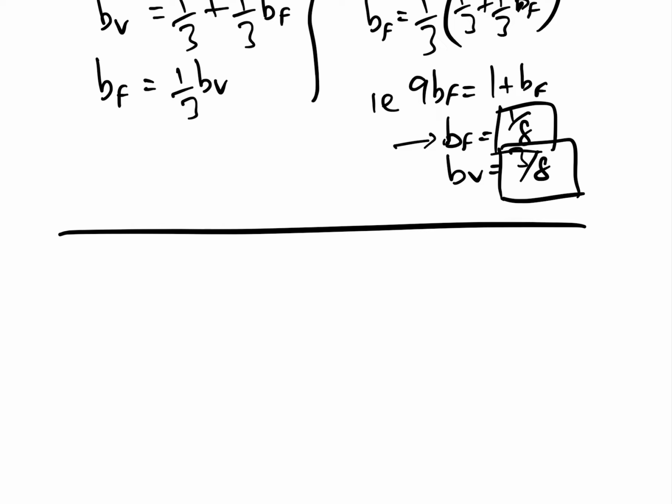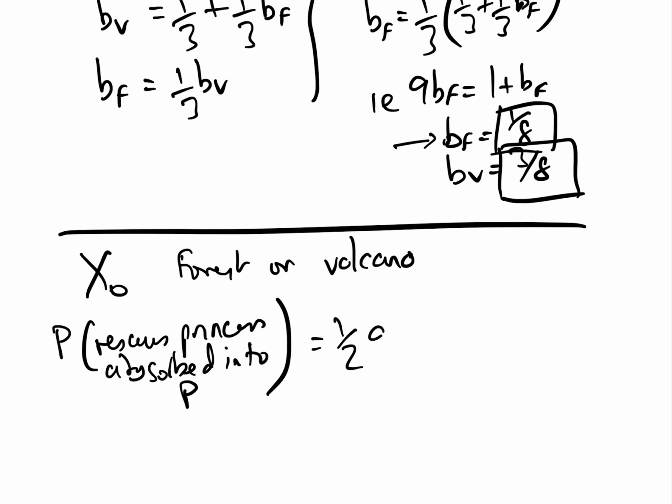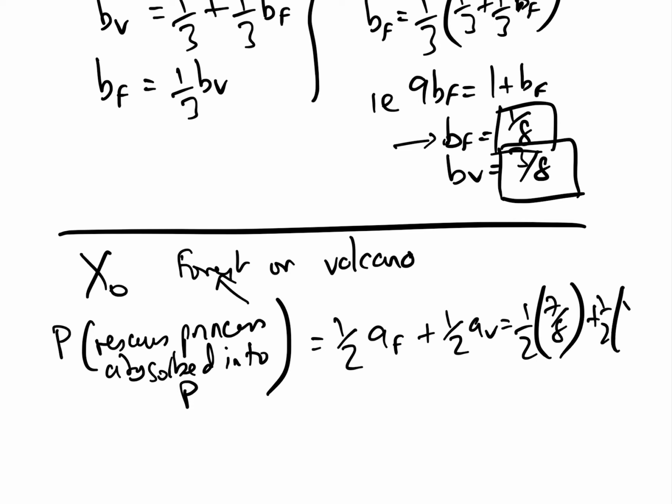So basically, if he's randomly transported, i.e. x0 is a 50-50 chance of being either the forest or the volcano, then basically all we need to do is the probability that he rescues the princess, or i.e. absorbed into P, the probability that he rescues the princess or is absorbed into P equals 1/2 AF, because that was a 50% probability that he started in the forest, add 1/2 AV, which equals 1/2 times 7/8, add 1/2 times 5/8. We just work those two out, which equals 3/4.